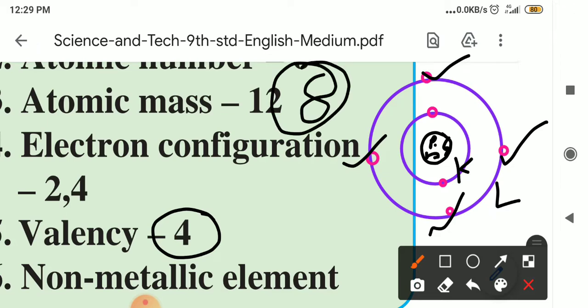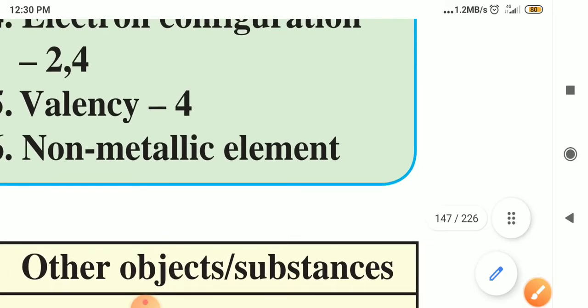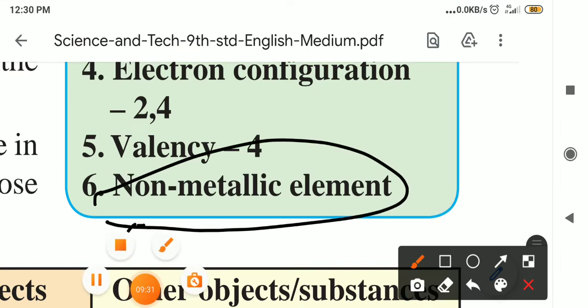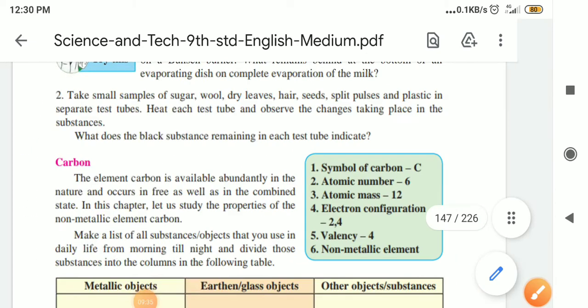From this 8, 4 electrons are present in the second orbit. So how many more electrons are required to fulfill its orbit? That is 4 more. Okay, then that's why its valency is 4. And it is a non-metallic element because it is not a metal. It shows all the properties of non-metal. Okay, so these are the important points.